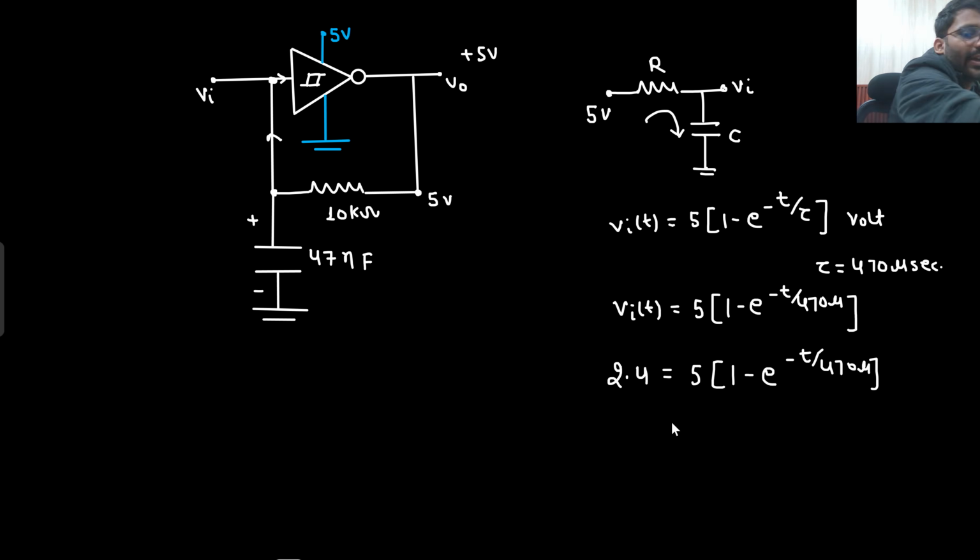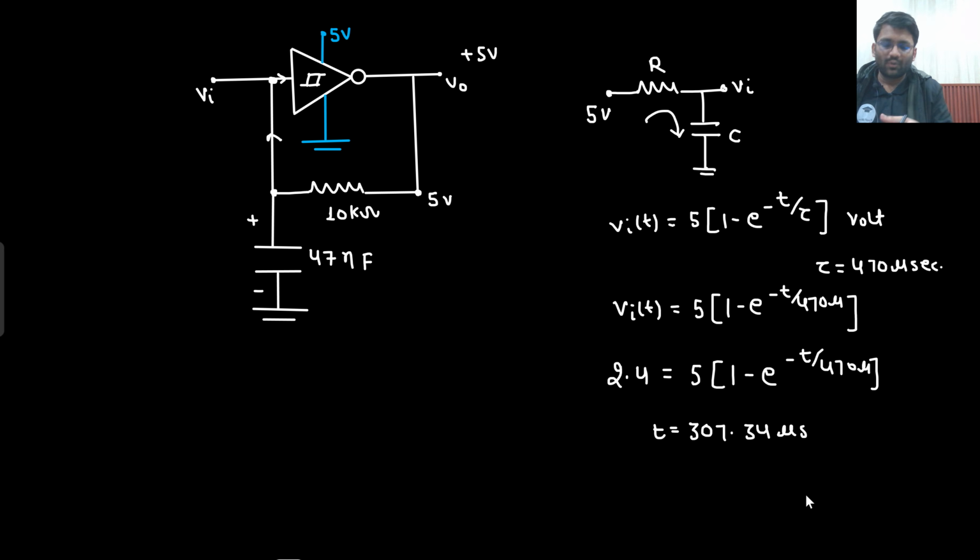So what will be the value of T you will be getting, that you can see. 2.5 divided by 5, minus 1, plus minus ln, into 470 micro. So 307.34 microsecond it would take. Although it is not a matter of concern for me, but still if I need to make the waveform, 307.34 microseconds.